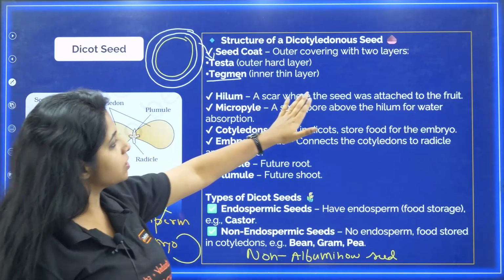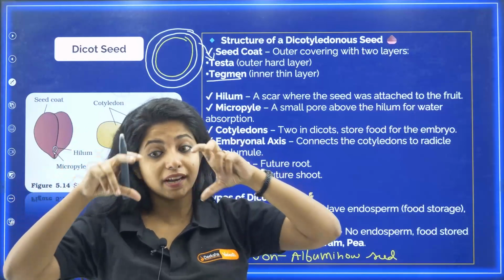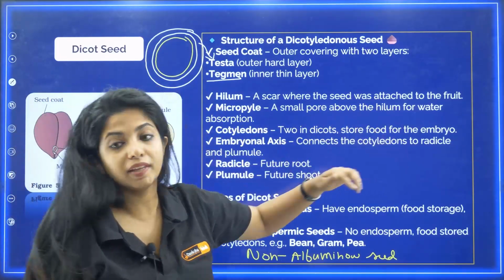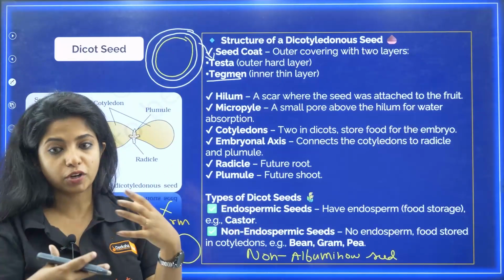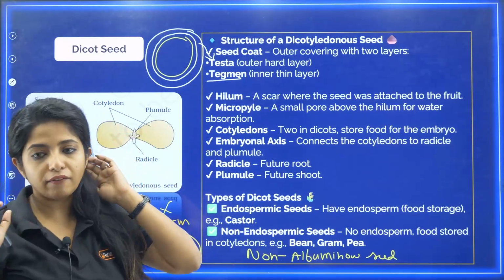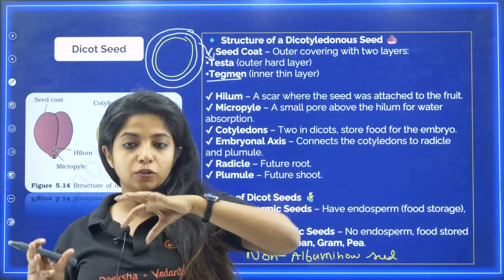So a hilum is a scar where the seed was attached to the fruit, that is the ovary. And the micropyle is a small pore above the hilum for water absorption and everything. The seed also needs to survive, right? And for that it has to absorb water. So that is why you have a micropyle there, and usually it was for the entry of the male gamete so that it can fuse with the female gamete.